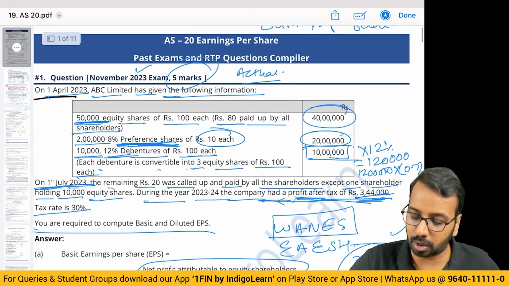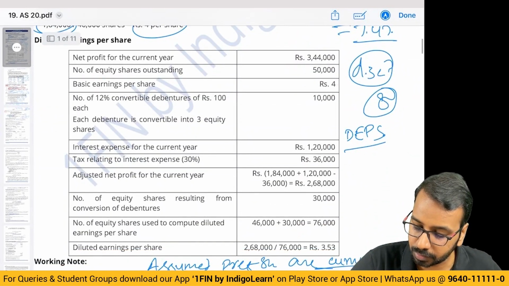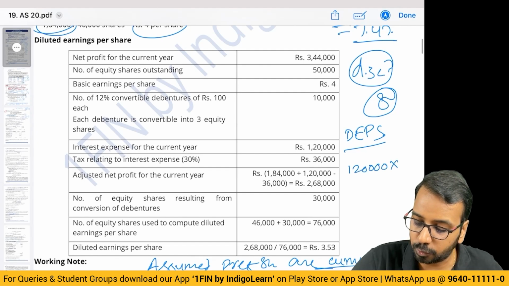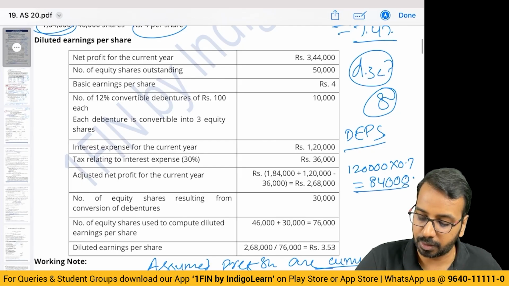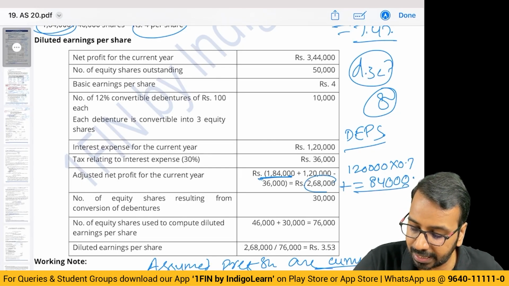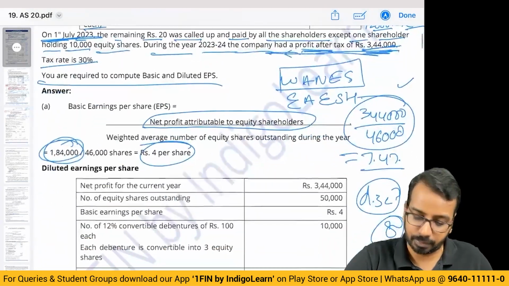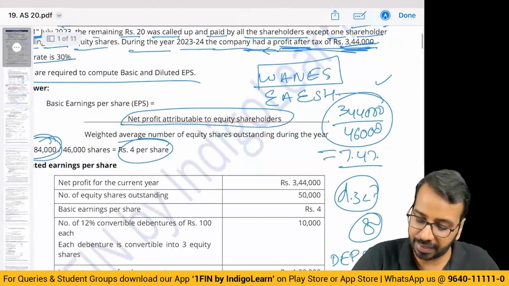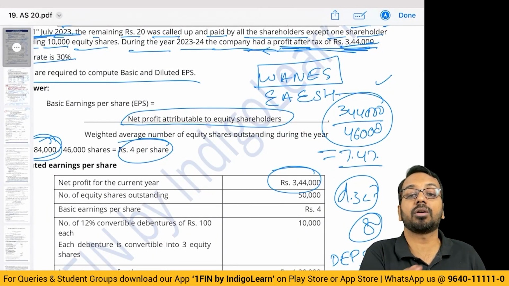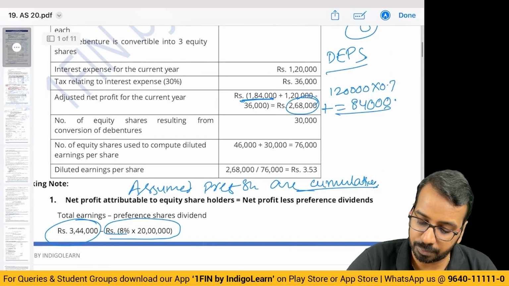So savings will be not 12 lakh, but 1,20,000 into 1 minus 30%, that is 0.7. 1,20,000 into 0.7, savings will be 84,000. So if I take 184 plus 84,000, I get 268. If I take 344, assuming preference shares are non-cumulative, then I will do 344 plus your 84.